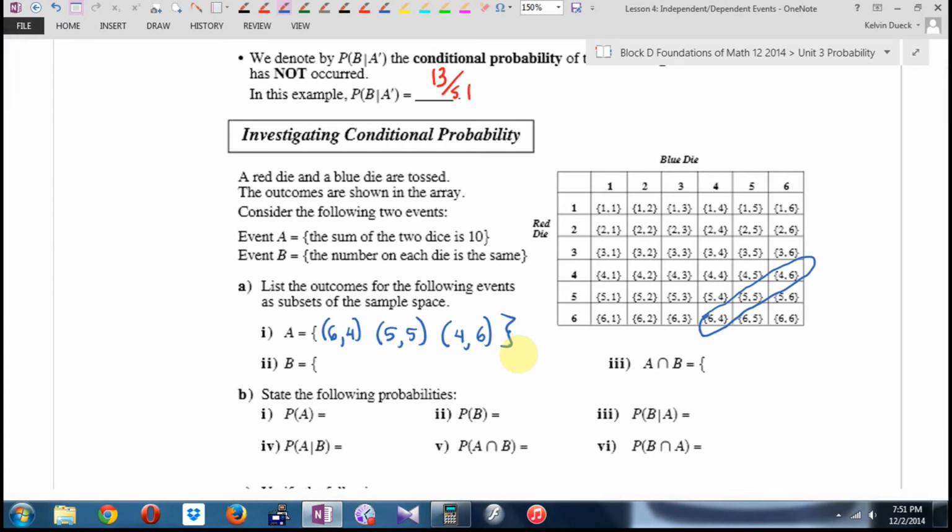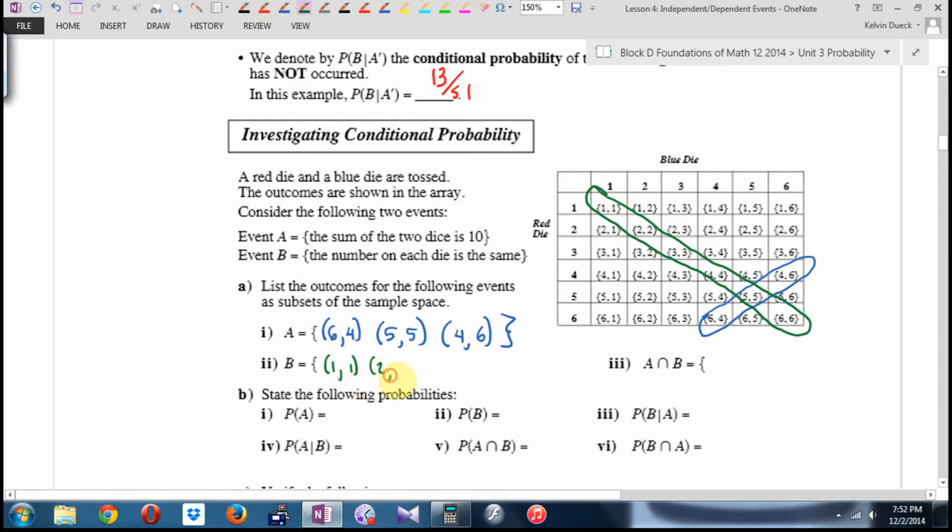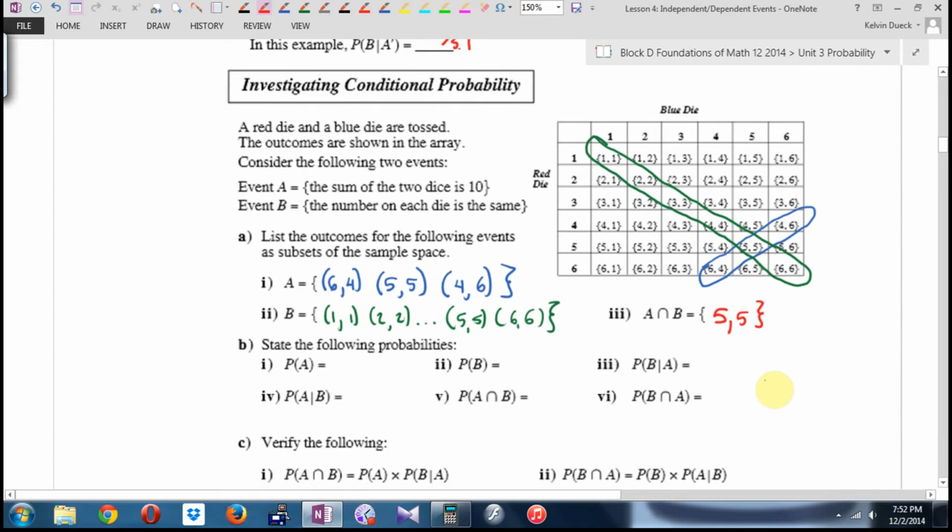Event B: the number on each die is the same. Okay, that's going to be that group, you can circle it with your pencil. It contains 1 and 1, 2 and 2, all the way up to 5 and 5, 6 and 6. What about the event A and B? What's the overlap? Hopefully you can see the overlap is just that.